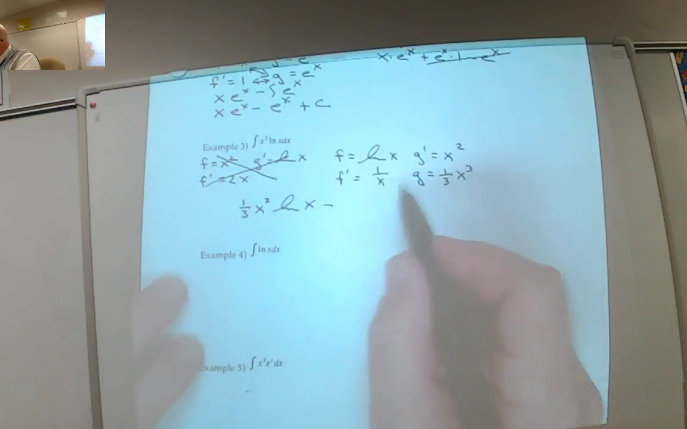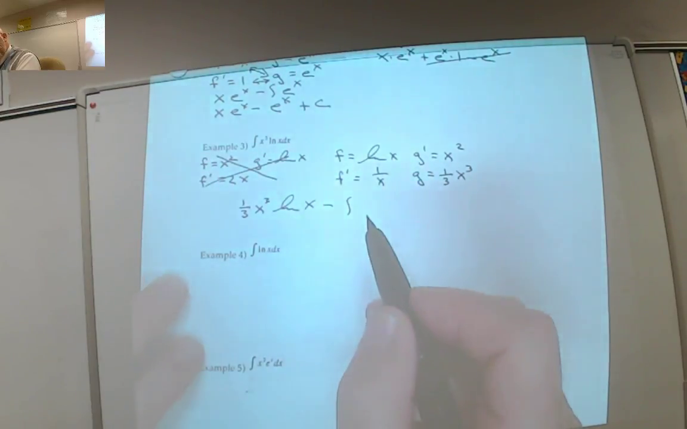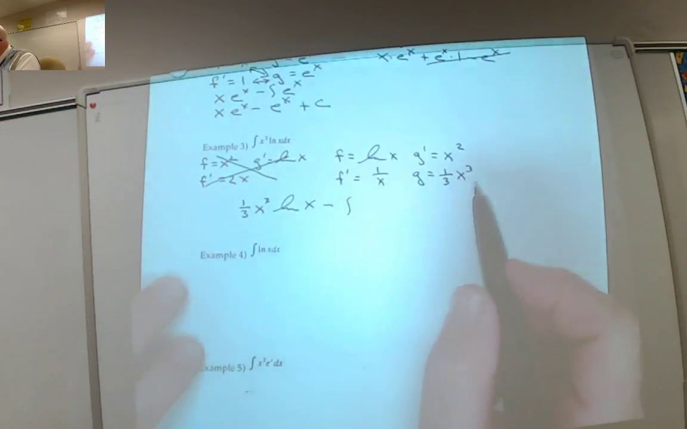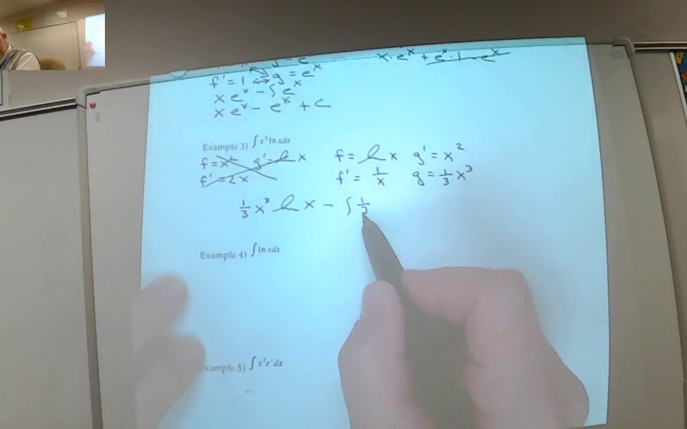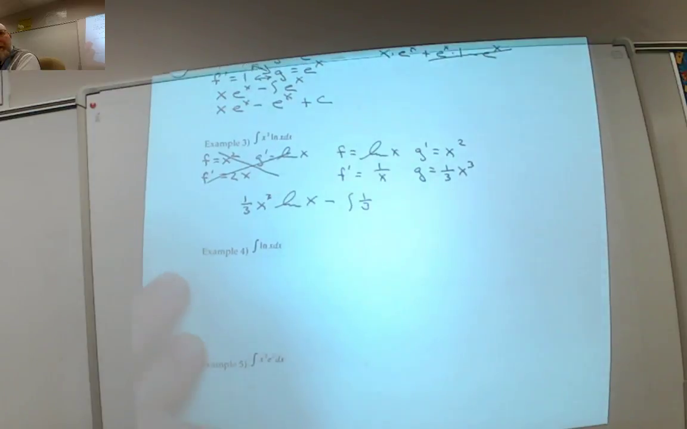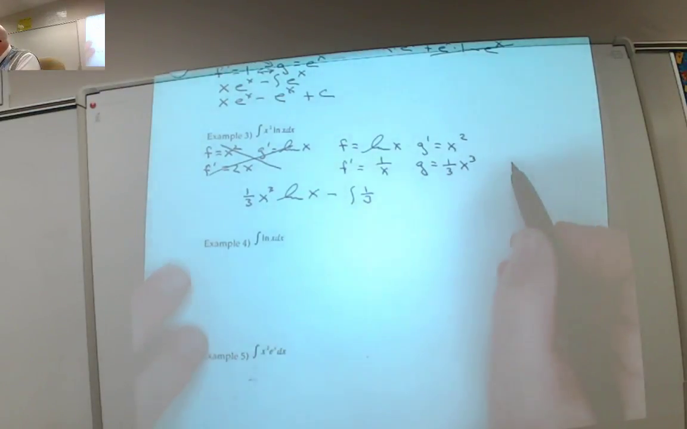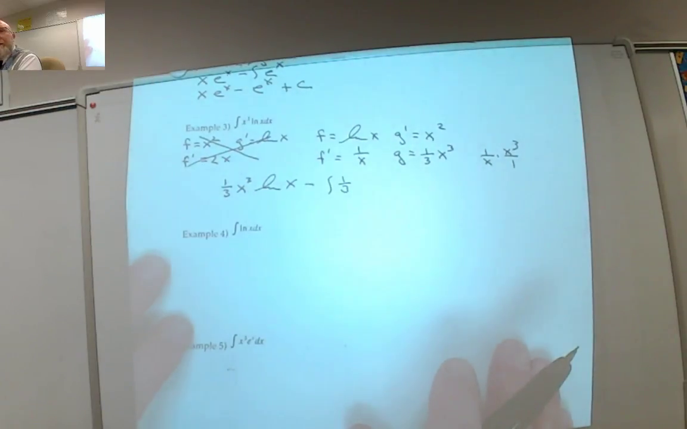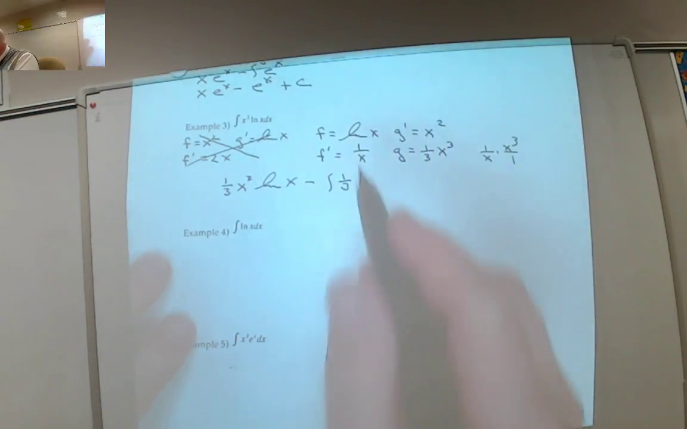Well, I'm going to integrate, correct? Yeah. And I get 1/3, correct? And what else? 1 over x. I get 1 over x times x to the third, correct? What is that? X squared.